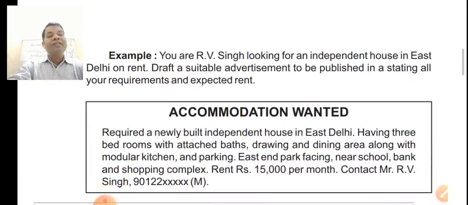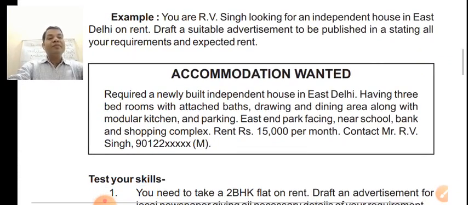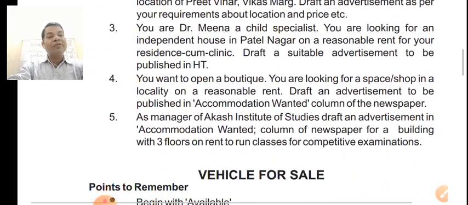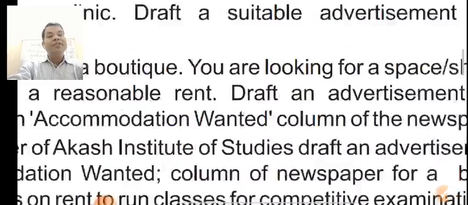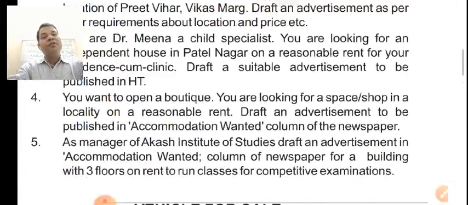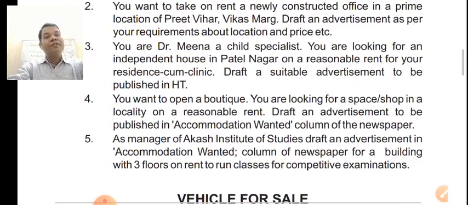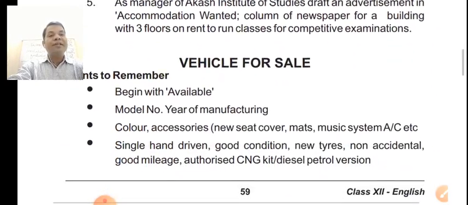Later we discussed advertisements which are written under the heading accommodation wanted. A solved example was discussed. Then questions were given for practice. Here you can see all the things on your screen once again and take the screenshot. If you want to go through the detailed explanation, please watch those videos which I have made a few days ago.